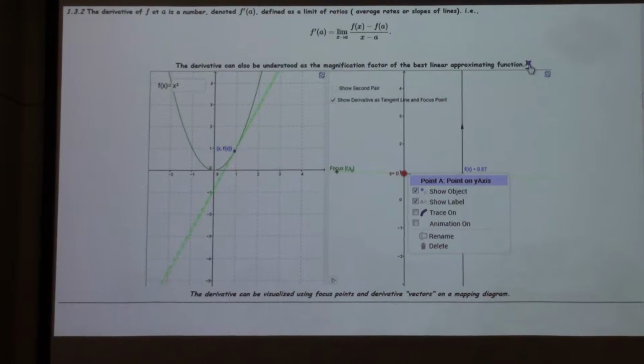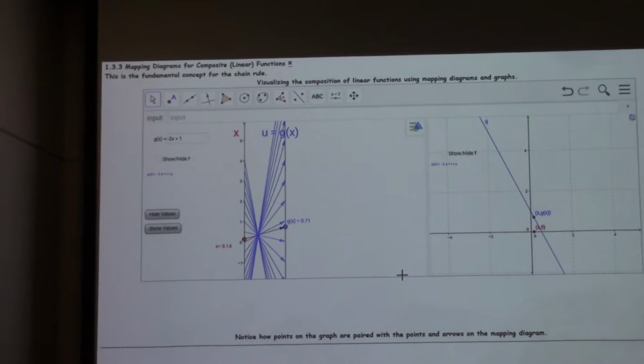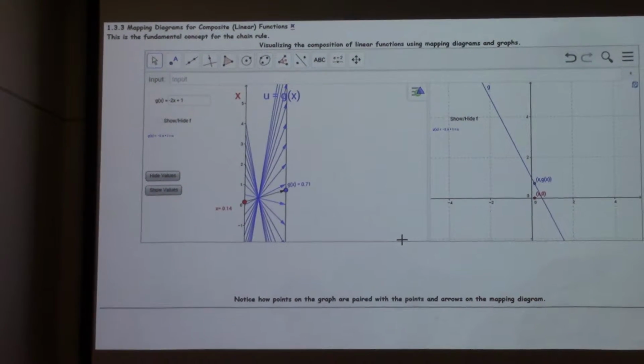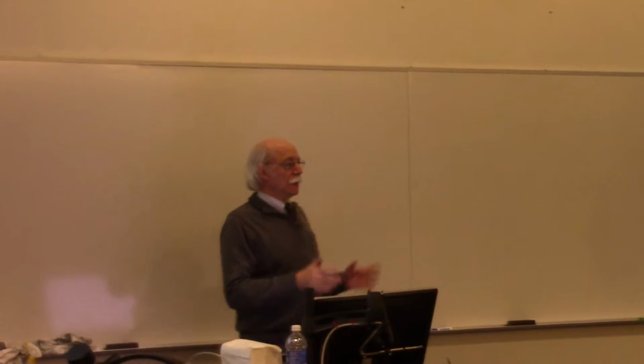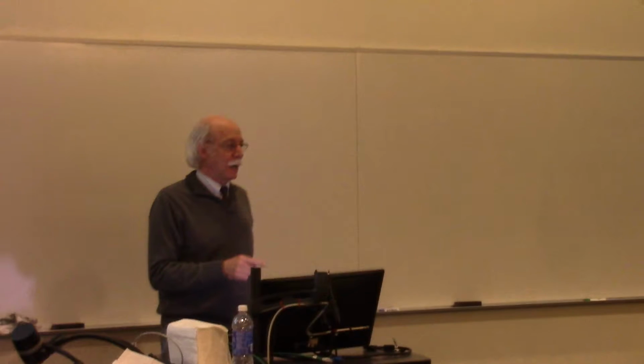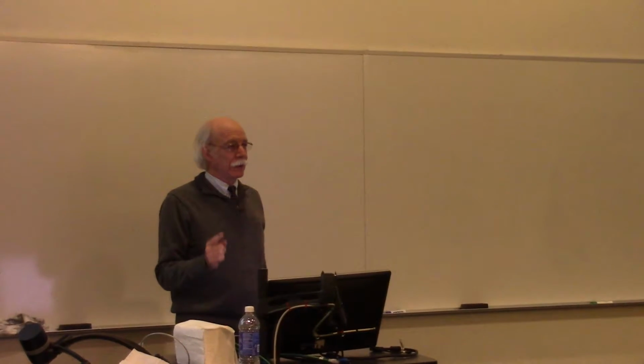Okay, let's move on. Of all the rules in calculus, I want to just say one or two words about the rules of calculus. You've got the product rule, the sum rule, the scalar multiple rule. You have all those rules. They can all be visualized nicely with the mapping diagram. But the one rule that you can't visualize in the graph, that you can visualize very easily in mapping diagrams, is the chain rule. Now the chain rule has to do with composition.